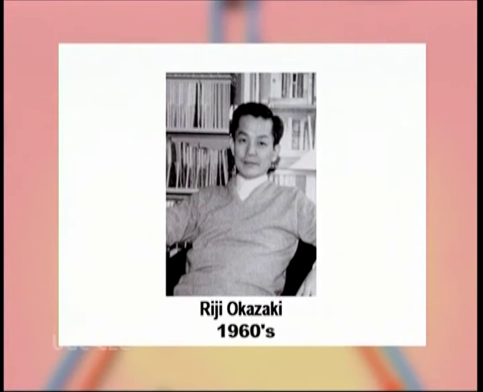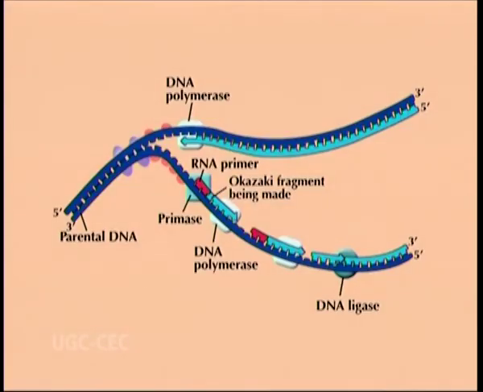It was a big puzzle for a long time, as there was no known DNA polymerase which can carry out such an extension. This problem was solved in 1960s when Reiji Okazaki and his colleagues discovered the presence of a large number of small DNA fragments, each with an RNA primer attached to it, and was called as Okazaki fragments.